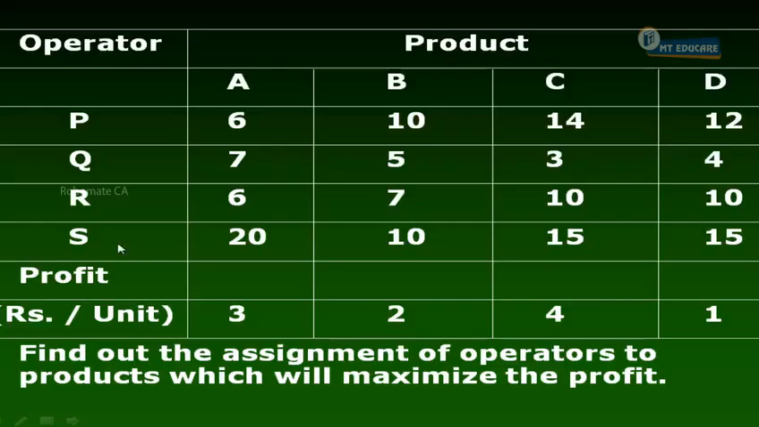Operator P given product A takes how many minutes? 6 minutes. Operator P given product B takes how many minutes? 10 minutes. Tell me, if S is given product C, how many minutes? And so on. Every unit of A gives a profit of 3, B gives a profit of 2, C gives a profit of 4 and D gives a profit of 1. Find out the assignment of operators to the products which will maximize the profit. That's the question. Can we start or not?